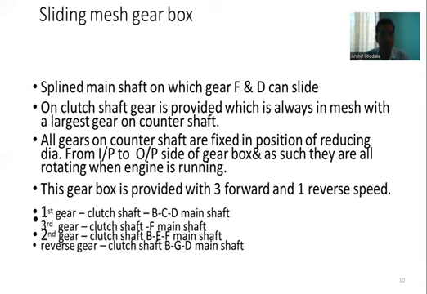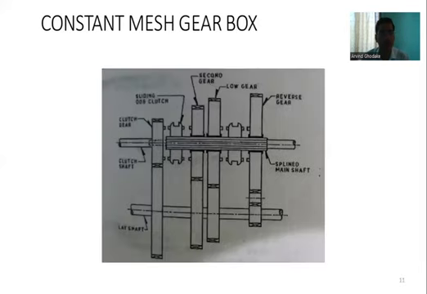So first gear is a clutch shaft to BCD main shaft, then third gear is a clutch shaft to F main shaft, then second gear is a clutch shaft to BEF main shaft, and reverse gear is a clutch shaft to BGD main shaft. Next, the second one is a constant mesh gearbox. So this is the diagrammatic representation of the constant mesh gearbox.